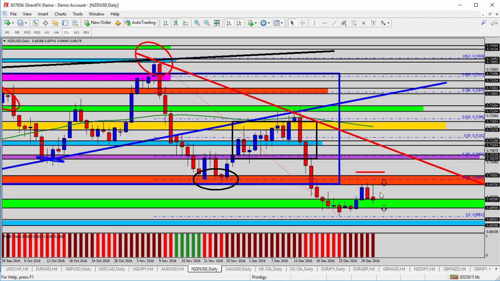So some good news out of New Zealand or bad news out of the US would cause this to go back up. Or vice versa, bad news out of New Zealand, good news out of the U.S. would continue the downtrend for the New Zealand dollar. Take it on down to the 4 hours.